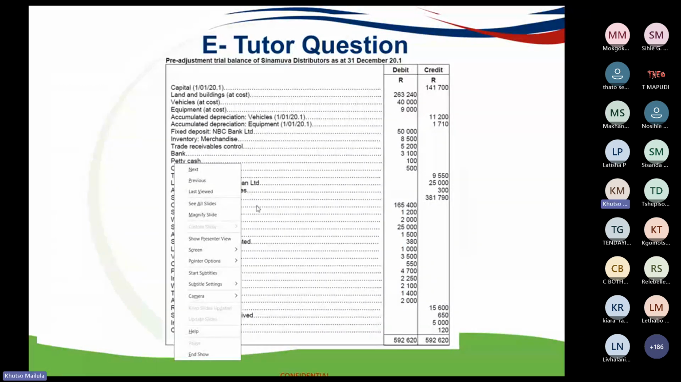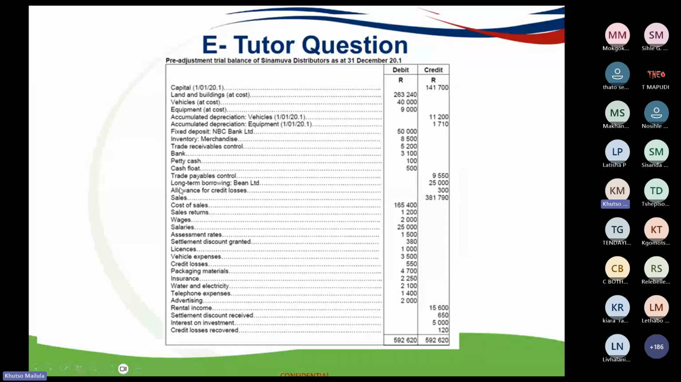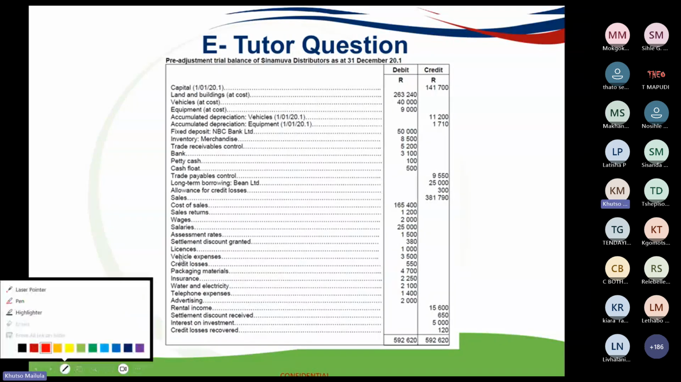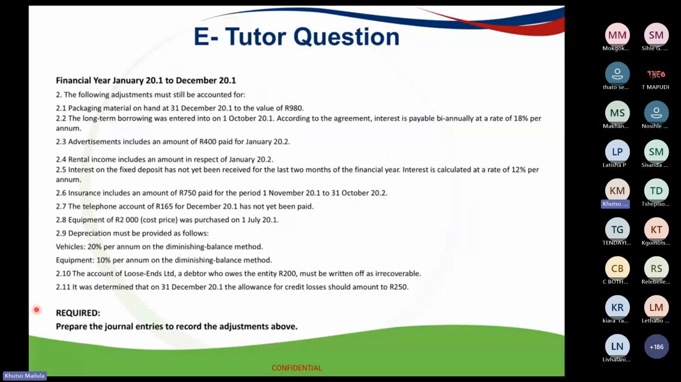I wanted to use a pointer, but the technology is not cooperating. Let me try this over here. So this is our allowance for credit loss. If you can see it, it's 300. Now it was determined that on 31 December 2000, the allowance for credit losses should amount to 250. So yes, we can write our comments and give our thought process there.